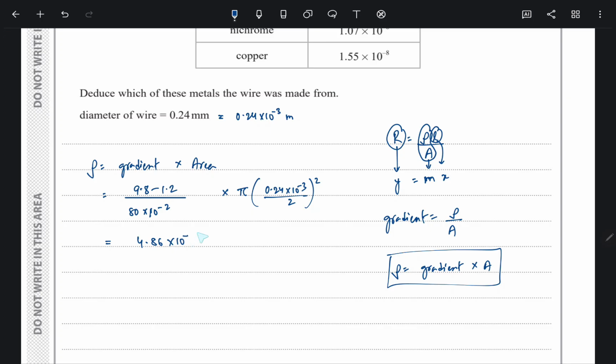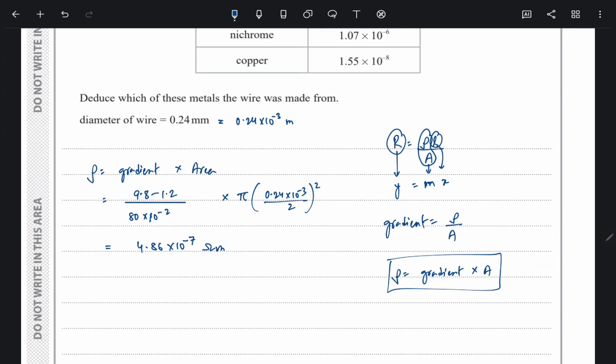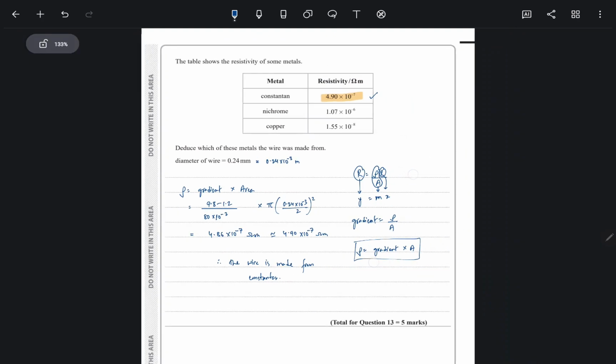4.86 times 10 to the power minus 7 ohm meters. And if we compare with the table, we can see that 4.90 is the closest to 4.86, and so we can write this almost equal to 4.90. Therefore, the wire is made from constantan. Okay, so that was question 13.